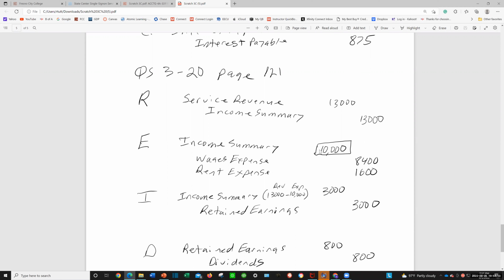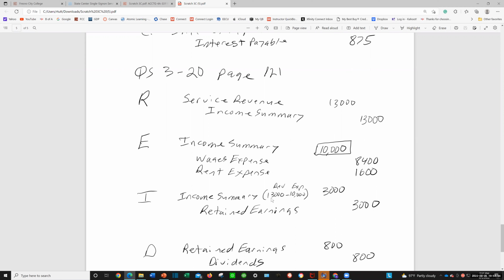Now, what do we have in income summary? Well, we've got our revenues of 13,000, and we also have expenses of 10,000. So what's sitting in income summary is net income of 3,000. Now notice here that the revenues are 13,000 and expenses are 10,000. The revenues win, and that's why it's net income, and it's a credit balance.